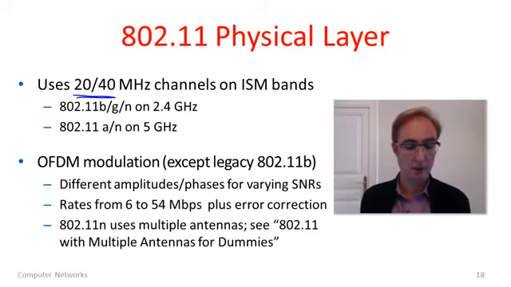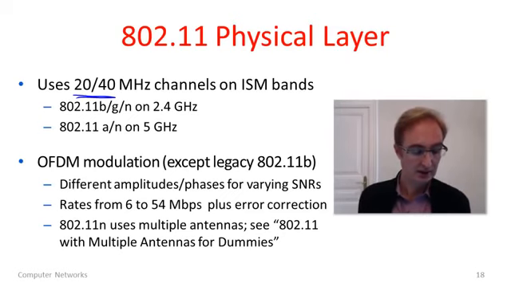Of the different flavors of Wi-Fi, 802.11b and G and also N, they're all different flavors of Wi-Fi that work differently at the physical layer. They're the same at the link and higher layers mostly. These flavors of Wi-Fi operate on the ISM bands around 2.4 gigahertz, and the 802.11a and N flavors work around 5 gigahertz. So N is capable of working in either one.